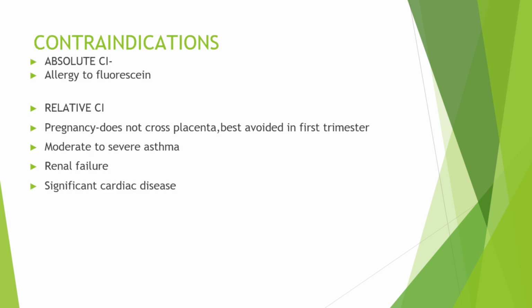Coming to the contraindications, the absolute contraindication is allergy to the fluorescein molecule. The relative contraindications include pregnancy, especially in the first trimester. The molecule does not cross the placenta, but it is best avoided. Moderate to severe asthma, renal failure, in which a reduced dose can also be given, significant cardiac disease, and blood dyscrasias are also relative contraindications for FFA.